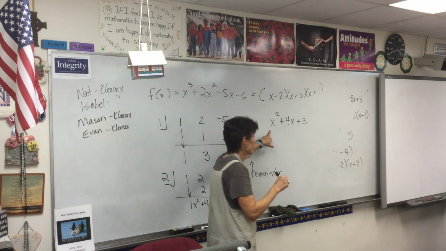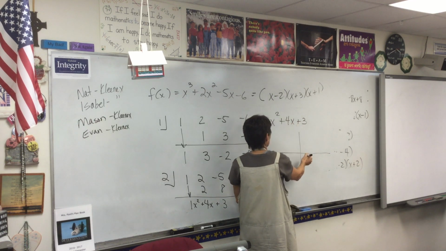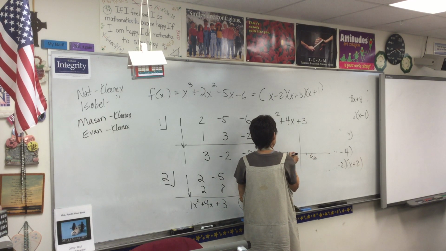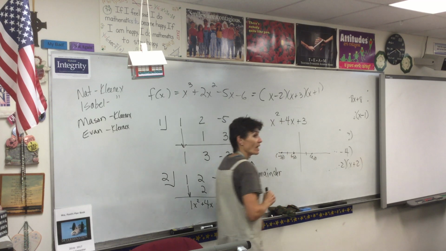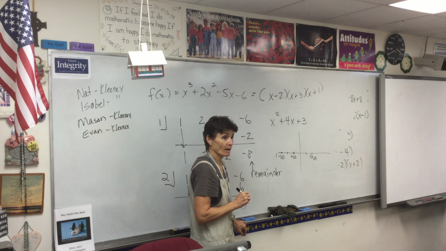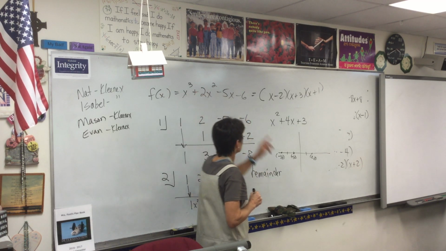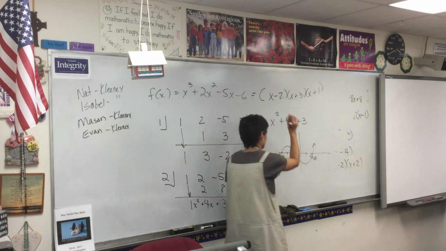So now we have our factors and we can sketch it. Our dots will go at 2, at -3, and at -1. That's our dots. Right? It's a cubic. Up we go, connect the dots.